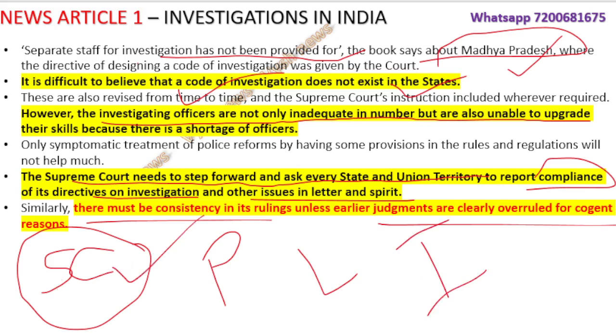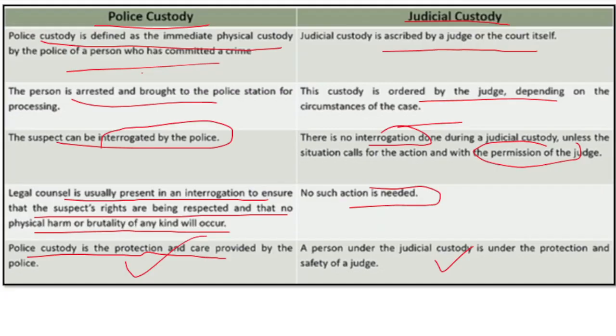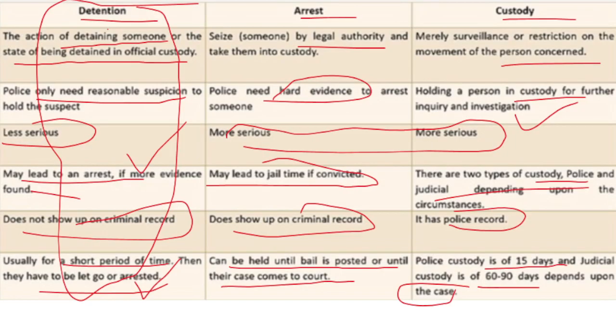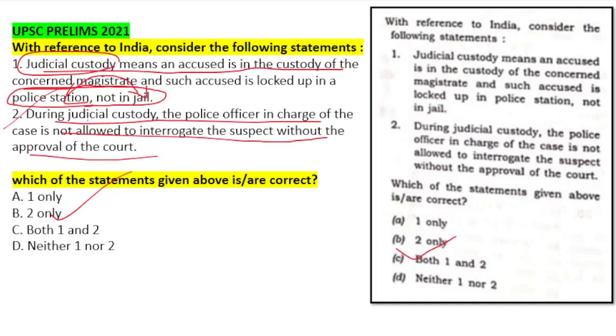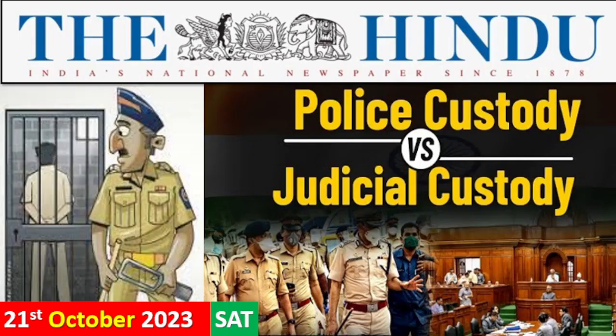Okay, so that is the overall thing of the article, and because of this reason only, because the content was less, I have taught you these pointers on the difference between police custody and judicial custody, and also detention, arrest and custody. Then we also saw Prakash Singh's 7 directives. These are the major takeaways of today's article. And then again we saw a previous year question, which I think by now you would have clearly understood. So this was the discussion for today, police custody versus judicial custody.